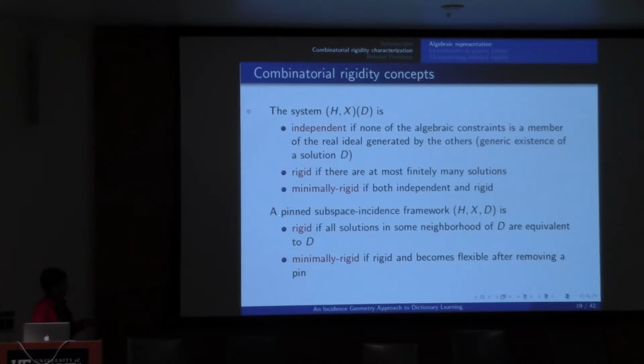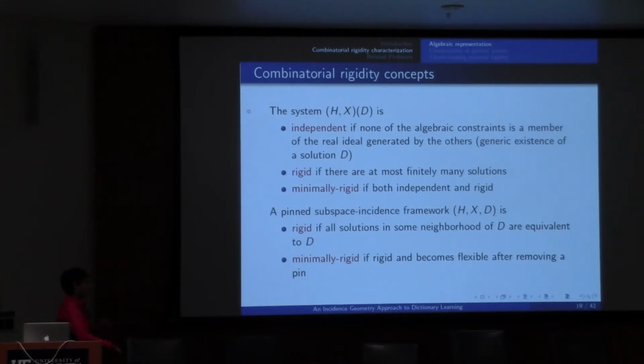So this is sort of the rigid, just means at most finitely many solutions or a locally unique solution. It's minimally rigid if it's both independent and rigid, and independent just means you actually get generically a solution. So the existence of a solution in this case corresponds algebraically to all of these polynomials that we have. We have a polynomial system.